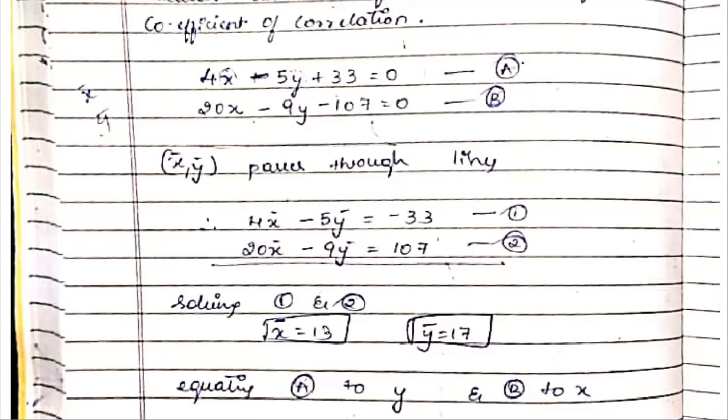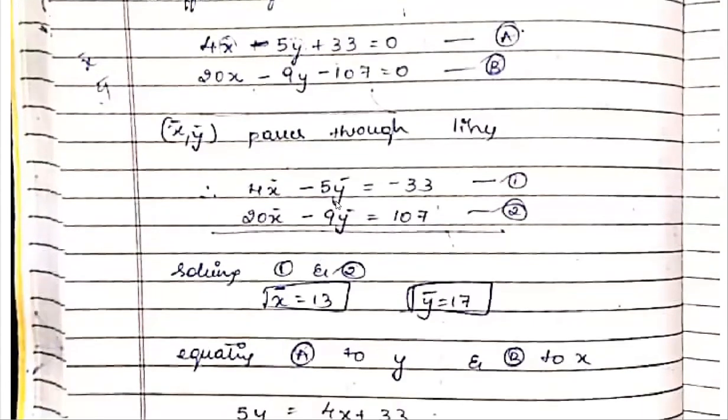The first answer displayed is 13, which corresponds to the first variable. The first variable here is x bar. And the second answer displayed on the calculator is 17, which corresponds to the second variable, which is y bar. So we got x bar and y bar. That's how you find x bar, y bar given a set of regression lines.